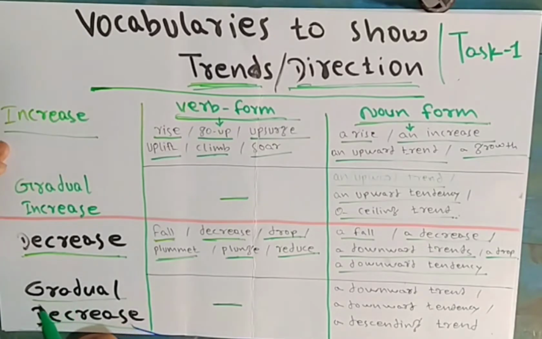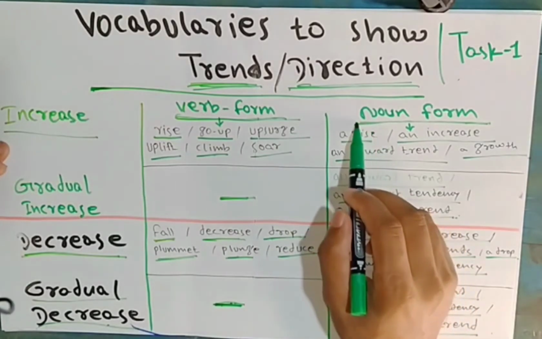So if we want to show the direction of the graph is gradually decreasing, as I mentioned before, gradual decrease is a noun, right? For this, we will not have a verb here. So we have some words for the gradual decrease. For example, a downward trend, a downward tendency, a descending trend, right? So remember, you can use these words for the gradual decrease, but in a noun position.